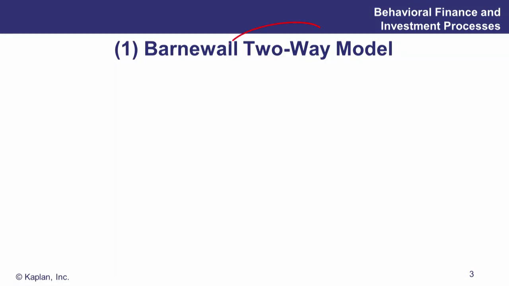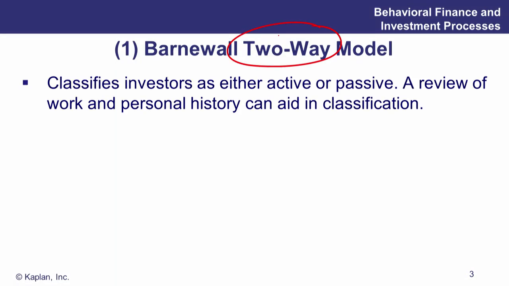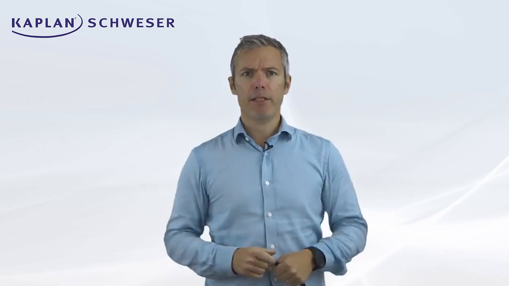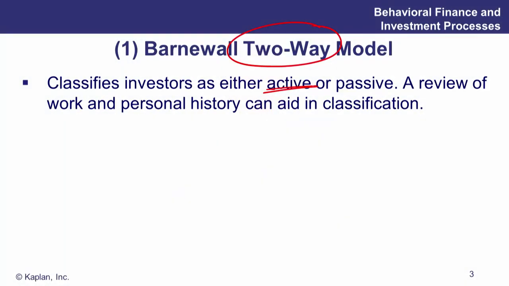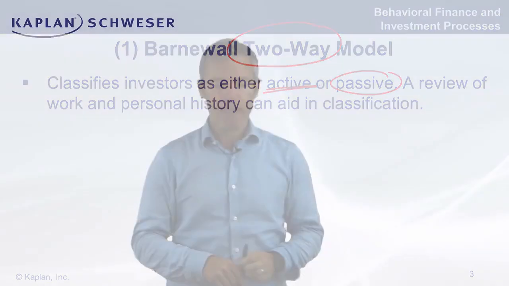Don't forget what we're doing here. We're trying to classify investors into what type of personality they are. The Barnwell two-way model really only has one dimension with 2 extremes. We are either looking at an active investor that's relatively confident, risk tolerant, ready to take risk, maybe looking at generating returns rather than worrying about the downside. The other end of the spectrum is a passive investor. A passive investor will be more concerned about losing money, more concerned about protecting wealth, and not quite so risk tolerant, a little bit more risk averse, if you like.